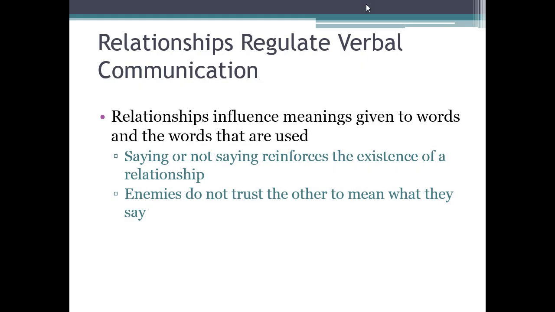Relationships also regulate our verbal communication. They influence the meanings that are given to words and the words that are actually used. Saying or not saying something reinforces the existence of a particular relationship. So we may withhold negative comments to some of our close friends that we might be willing to say to somebody else.